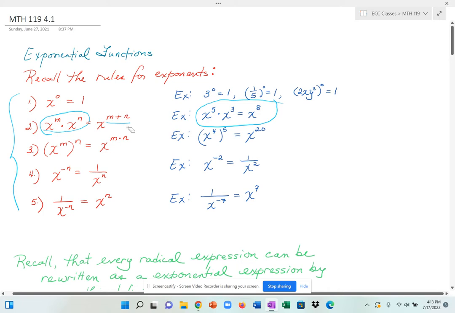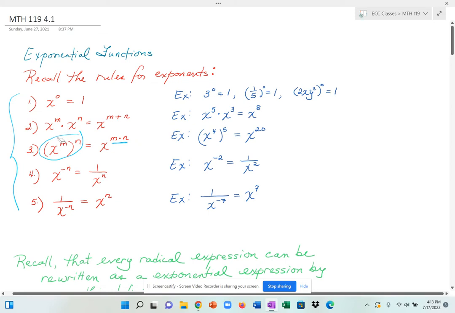The third rule states that if you have x to the m raised to the nth power, the way that's simplified is to multiply the two numbers m and n. So if I had x to the fourth raised to the fifth power, I would multiply 4 times 5, and I would get x to the 20th as my answer.